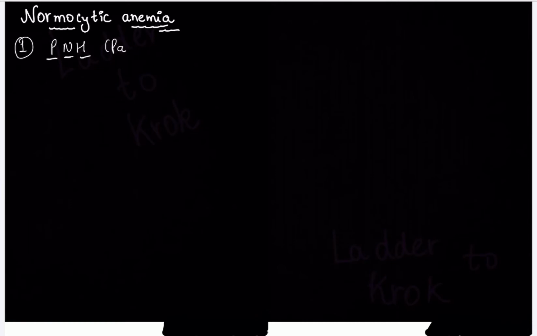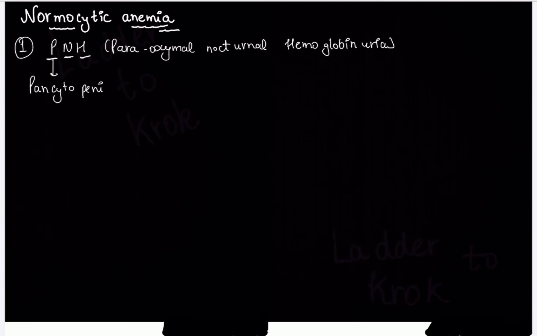This is paroxysmal nocturnal hemoglobinuria, PNH. There is one mnemonic to remember it by its name: there are symptoms of pancytopenia. You know what pancytopenia is? Pan means all, cyto means cell, and penia means decrease. So a decrease of all cells in our body is pancytopenia.